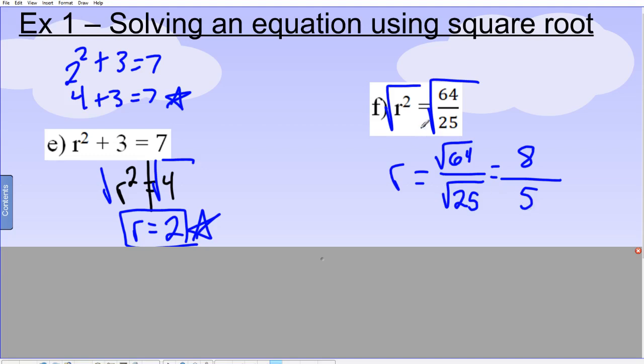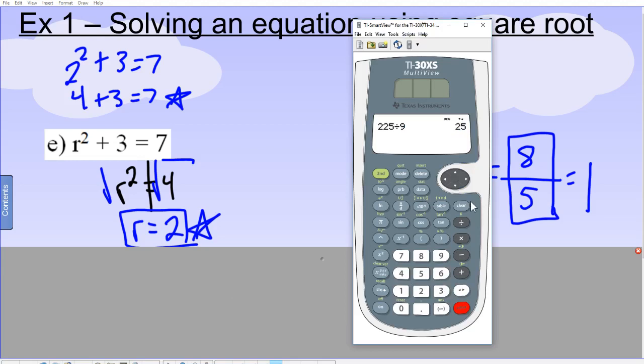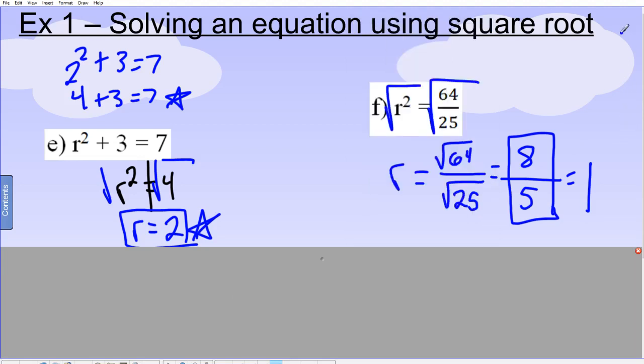So my value of r is 8/5. Yes, it's okay to get a fraction for an answer, or a decimal. This as a decimal would be 1.6. Okay? It's okay to get a decimal for an answer. It's okay to get a fraction for an answer.